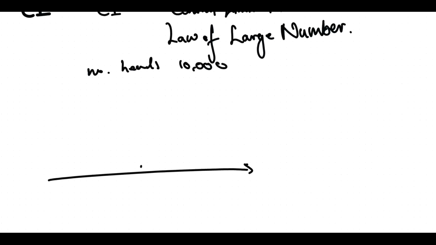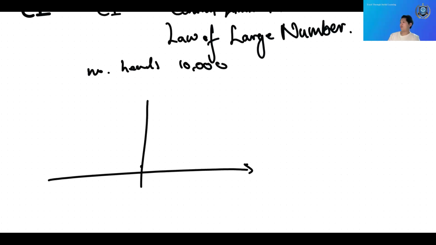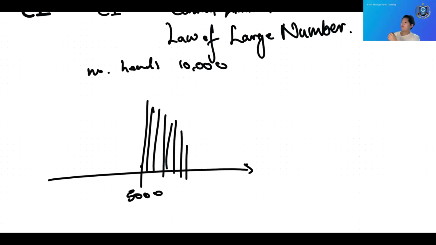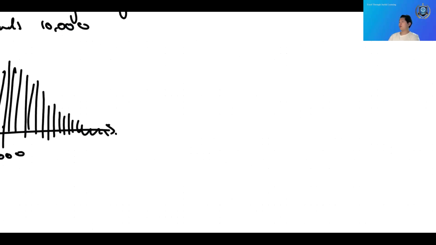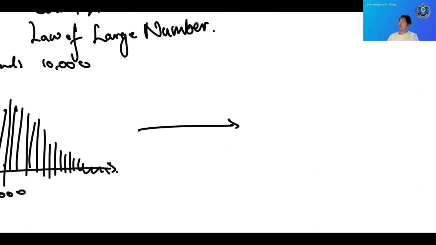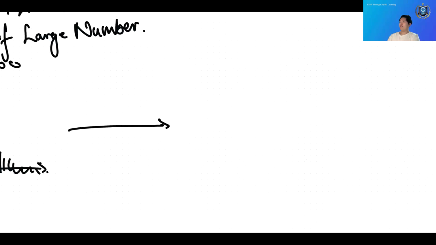Of course, your center is going to be at 5,000. That's where the most number of heads is most likely to occur. Then you have lesser numbers as it goes out, with less probability. Now, the central limit theorem says that given enough tosses, your binomial will eventually become normally distributed.